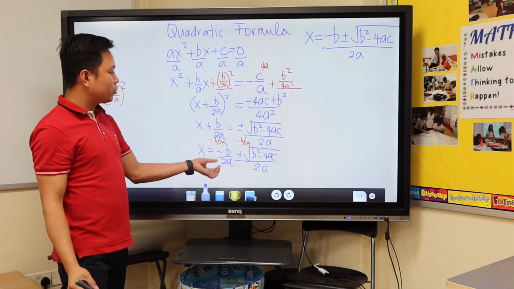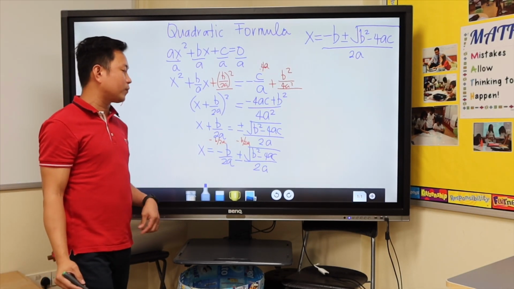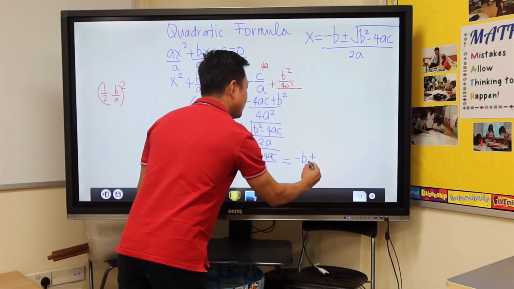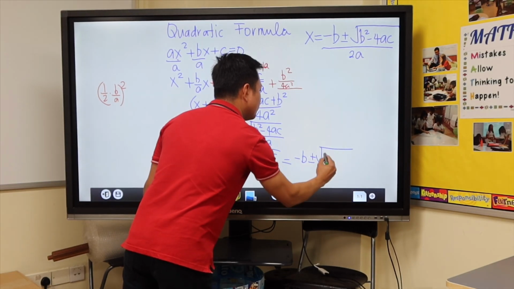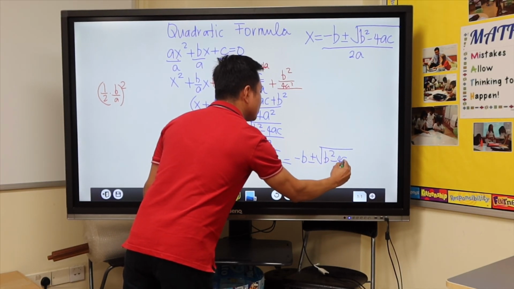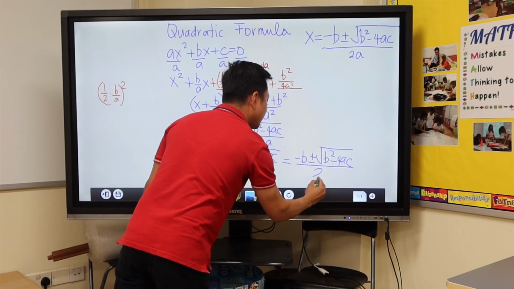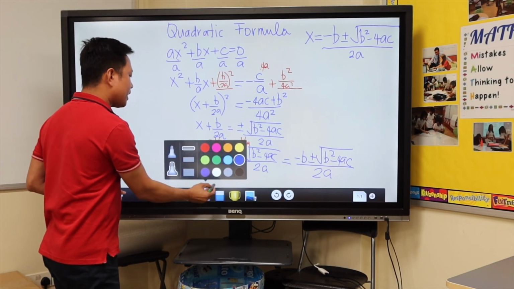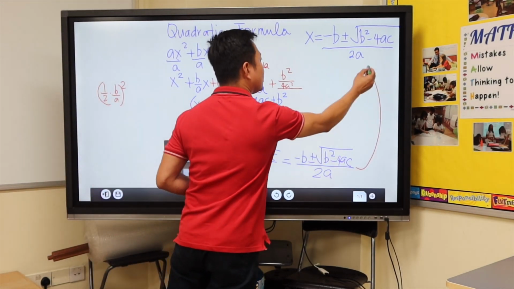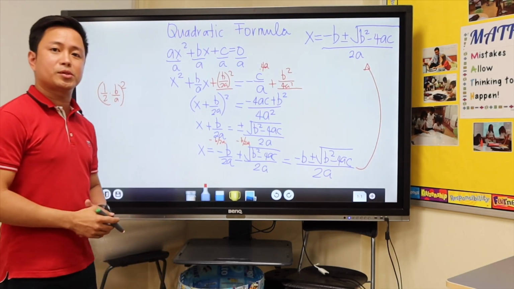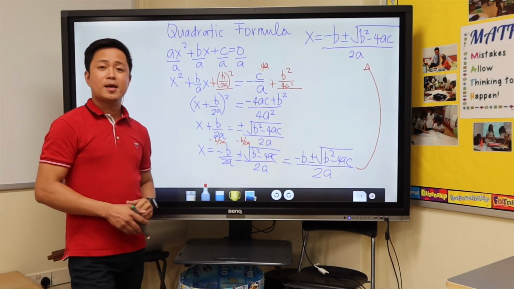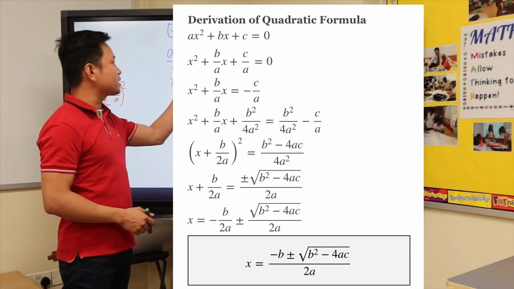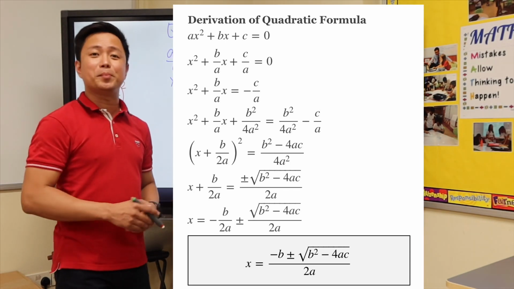This negative b over 2a plus or minus the square root of b squared minus 4ac over 2a is also the same thing as negative b plus or minus square root of b squared minus 4ac all over 2a. We simply write these two fractions as a single fraction. And this is now the same thing as the quadratic formula that we are using to solve for the roots of a quadratic equation. And that's how you derive the quadratic formula from the standard form ax squared plus bx plus c equals 0 using completing the square.